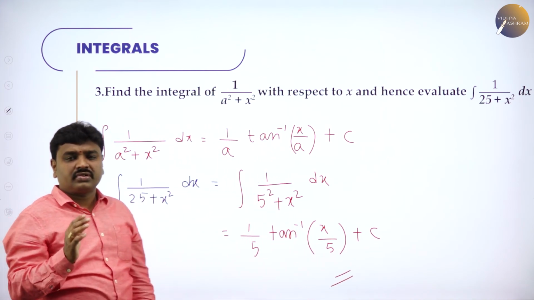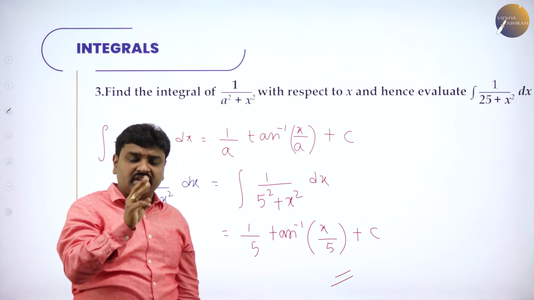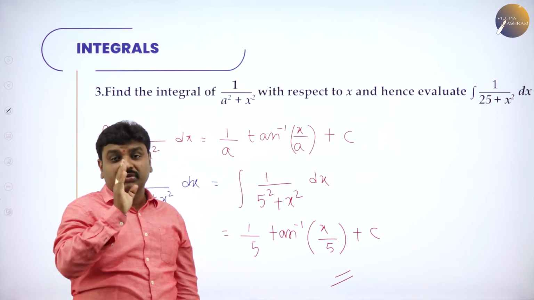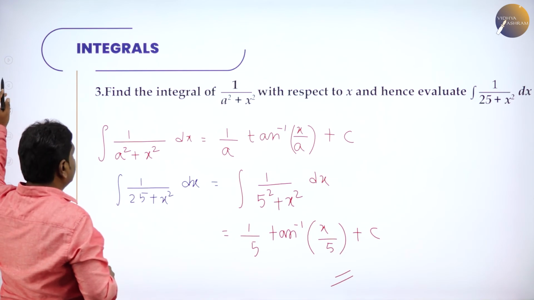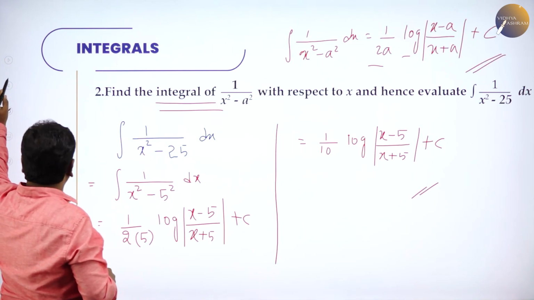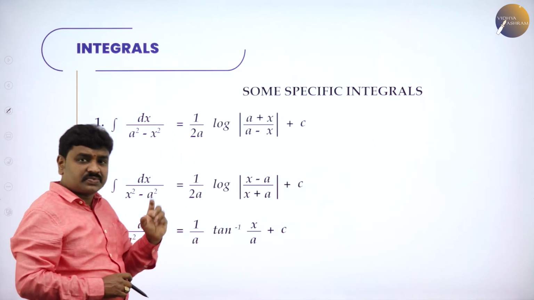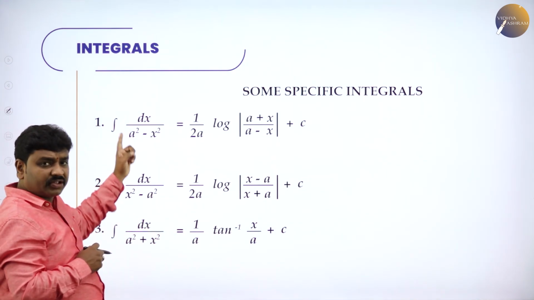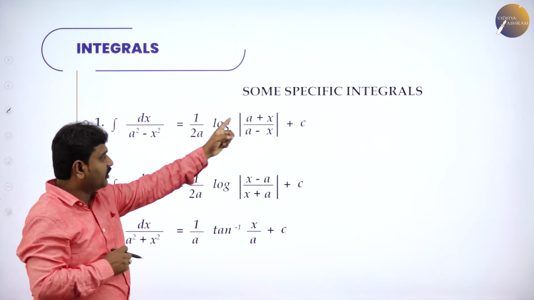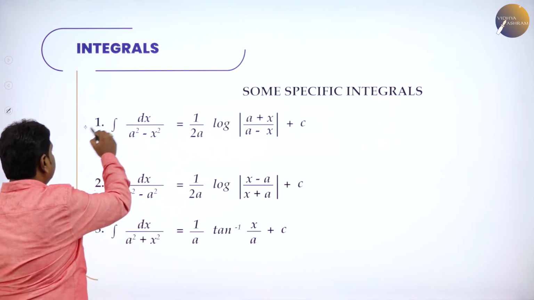So dear students, by now I have done 3 specific integrals. Become thorough with all 3 specific integrals. So let me summarize. Today I started with specific integrals. We have covered the first 3. What is integration of dx by a square minus x square? 1 by 2a log of a plus x by a minus x. We have done this, we derived this.